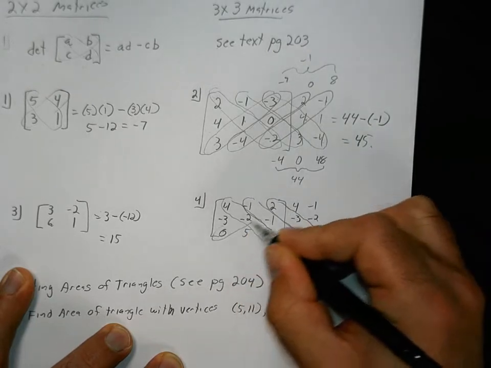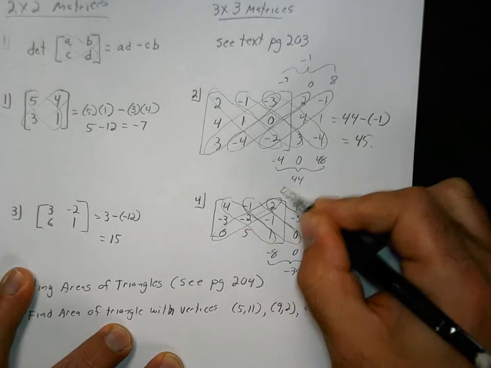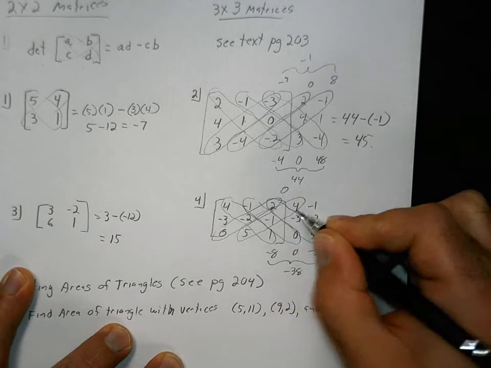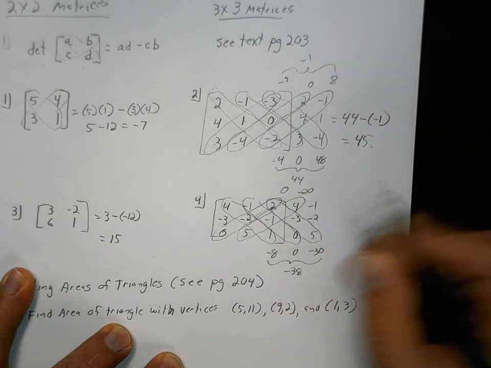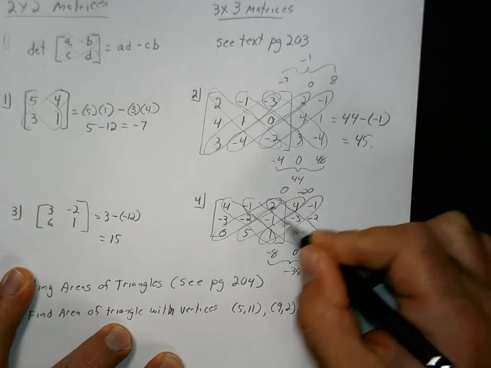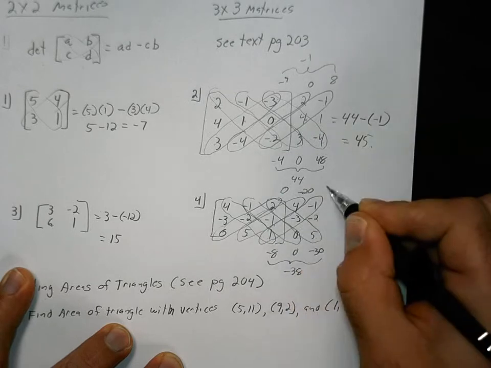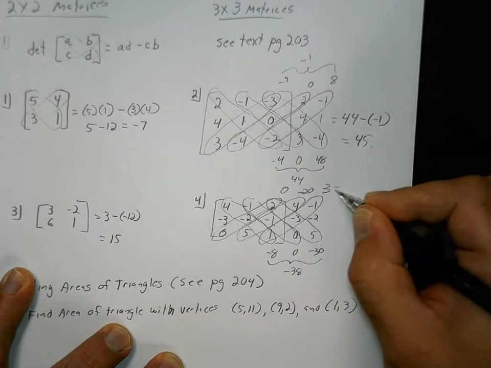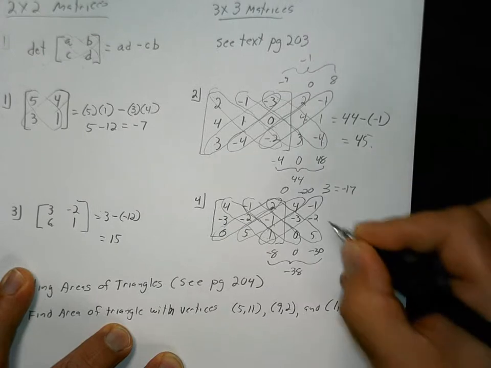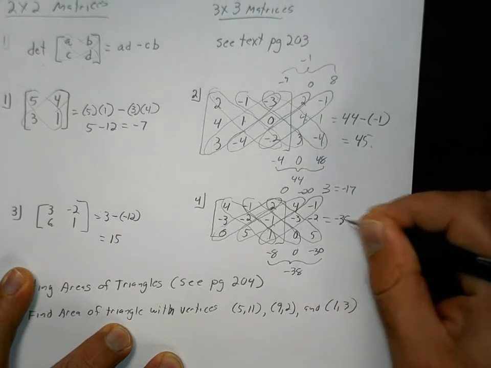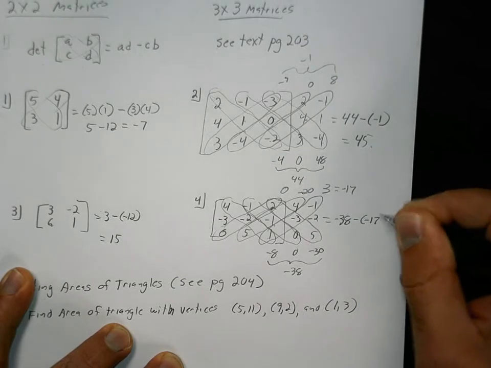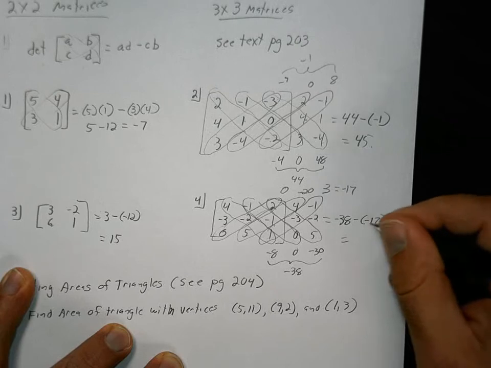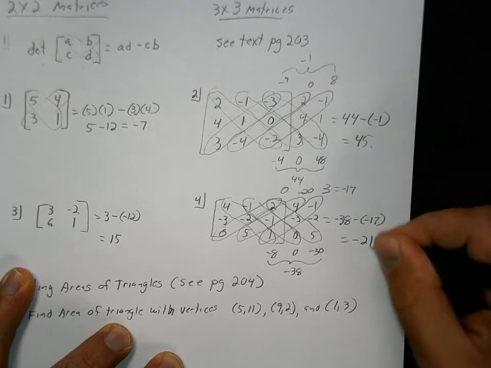Start over here. Multiply those three, I get 0. Multiply these three, I get negative 20. Multiply these three, I get 3. So that adds up to negative 17 on this side. So I got negative 38 minus negative 17. And that's going to be a plus, so that's negative 21.